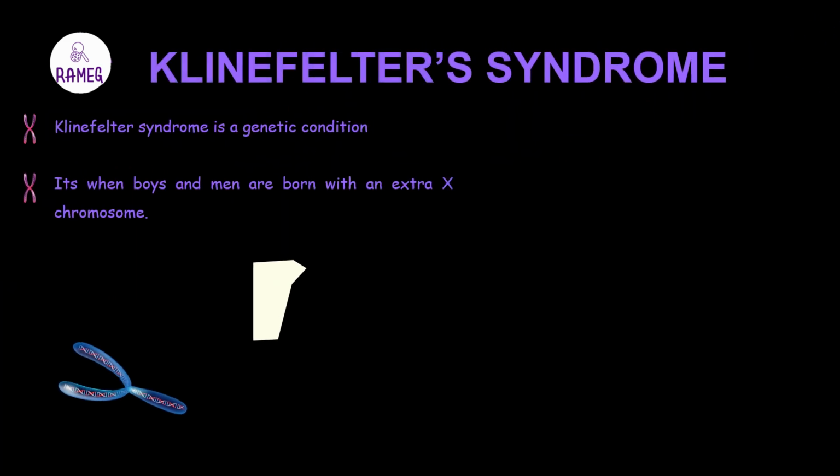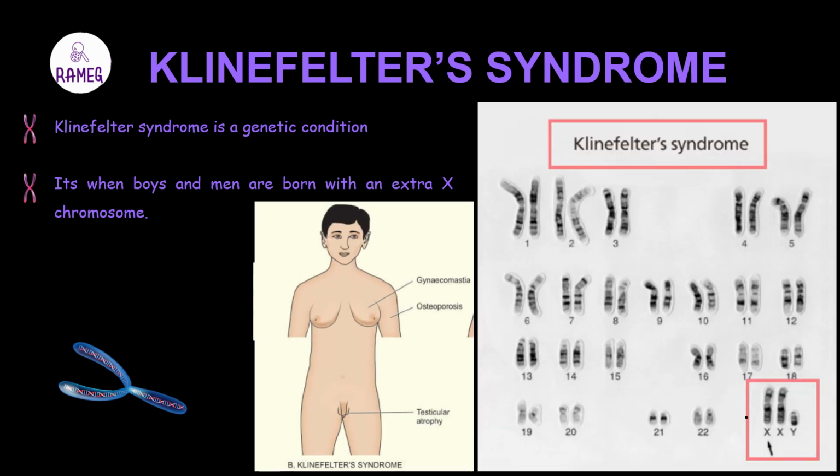Klinefelter syndrome is a genetic condition where the patient has an extra X chromosome in the 23rd pair. In this case, it would be X, X, and Y. So the individual might have features such as gynecomastia, osteoporosis, and testicular atrophy.